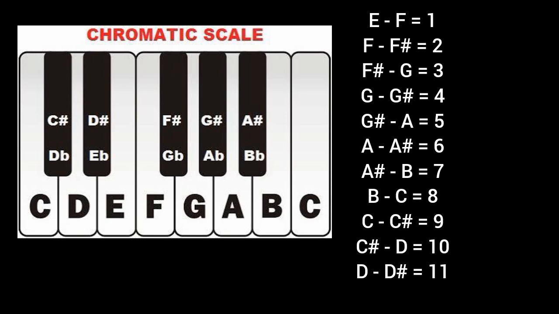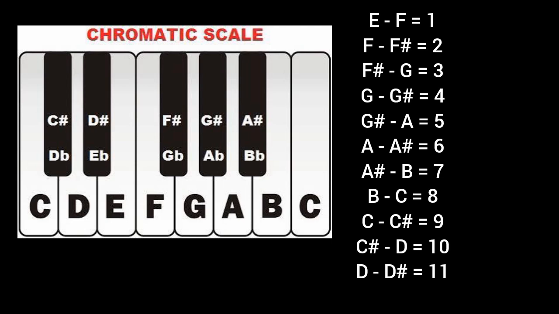C, that's number 8, right? Okay, from C we go to C sharp, number 9. From C sharp we go to D, number 10. And from D we go to what? D sharp, that's number 11. So it has 11 semitones. So this interval is a seventh, and it has 11 semitones.